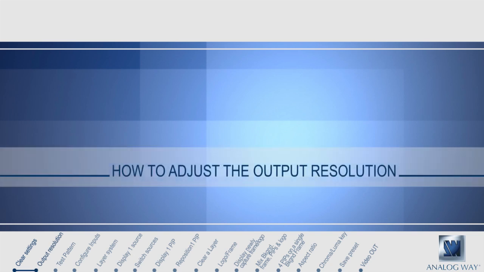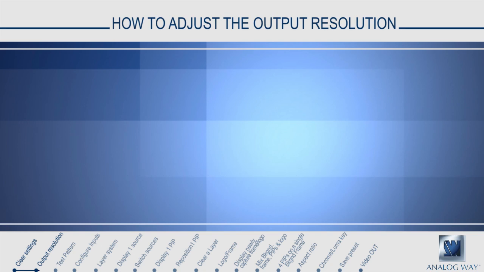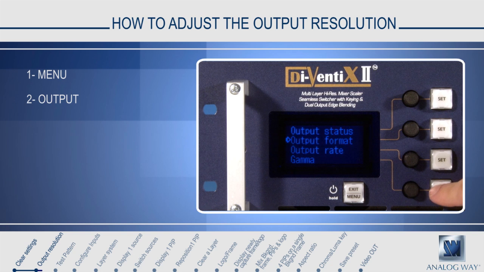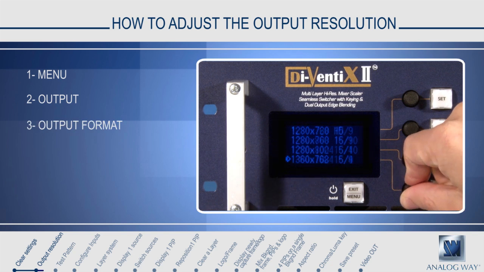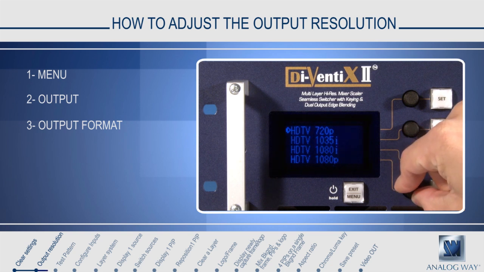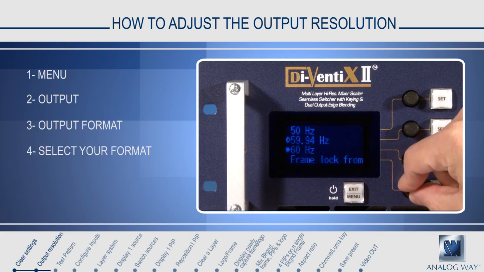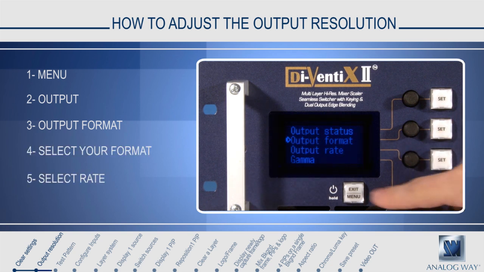How to adjust the output resolution. To adjust the output resolution, select in the menu Output, then Output Format, and you'll be presented with a list of available output resolutions. Once an output resolution is selected, you'll be taken to the Output Rate menu. Choose your desired output rate, press Set to confirm.